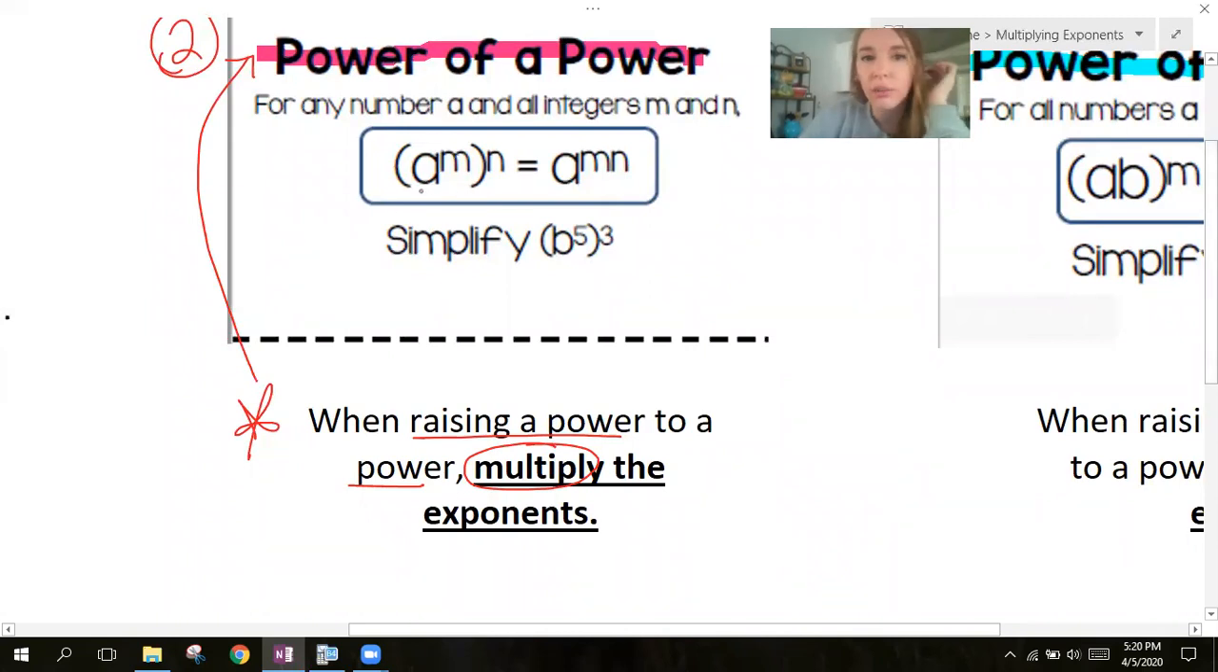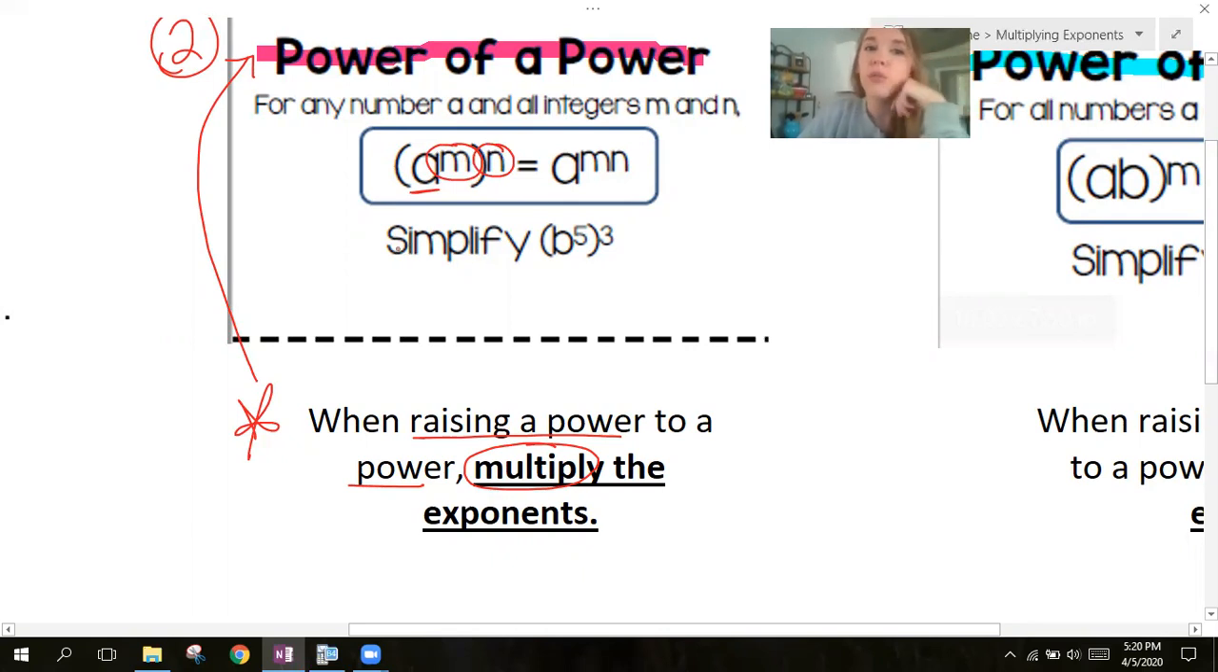We have a base of a. Okay, they just use a. It could be x, it could be y, whatever. And it's to some power. Okay, so then they're taking that and then they are taking that to the power again.